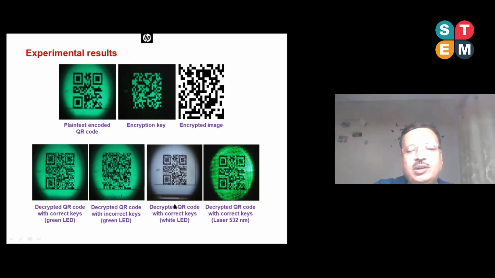This is the decrypted QR code with correct keys, but here it is done with the white LED. And the last result is with the laser source, 532 nanometer wavelength. Here you can see it is much noisier. And this is what we want to emphasize: if we are using an LED source, which doesn't carry much noise, the QR code is much noise resistant, but it doesn't work well if we are using a laser source.